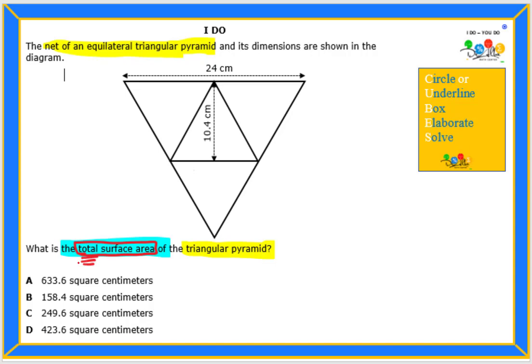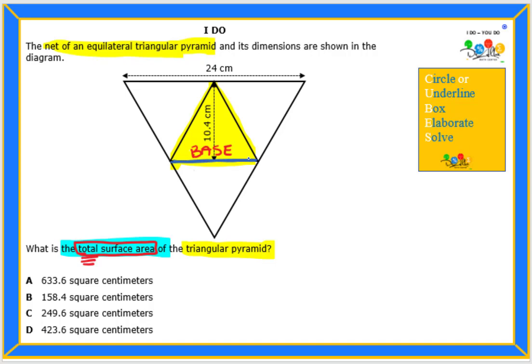And so if we look at the net for this triangular pyramid, one of the triangles is the base and the other ones are the lateral faces. So I'm going to mark this one right here in the center as my base. And I'm going to call the rest of these my lateral faces. Now what I need to know is what is the base of this triangle.